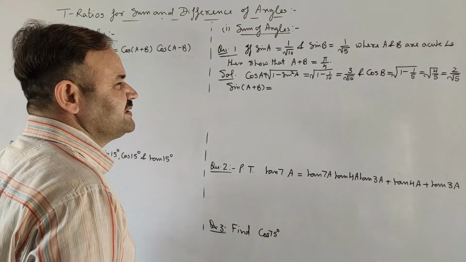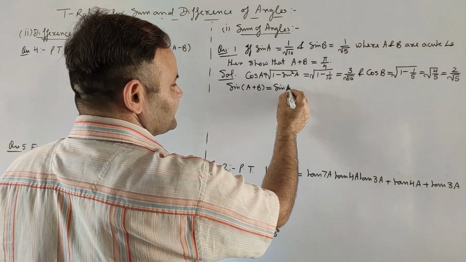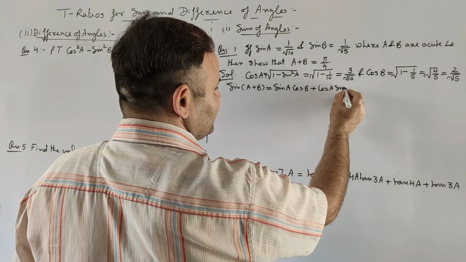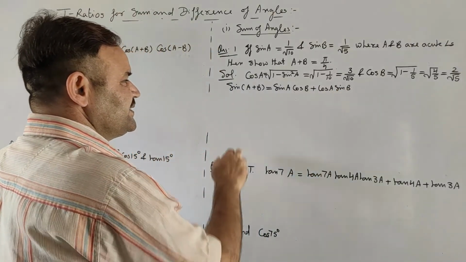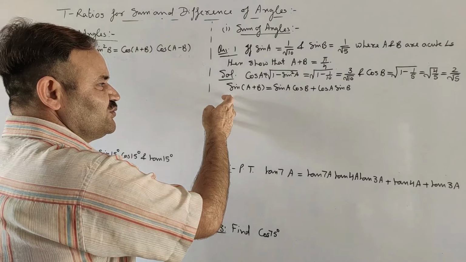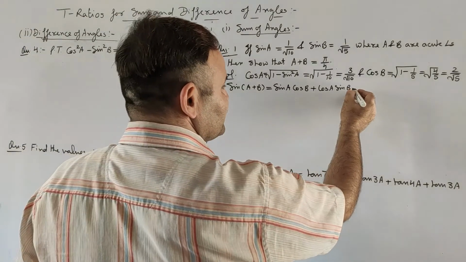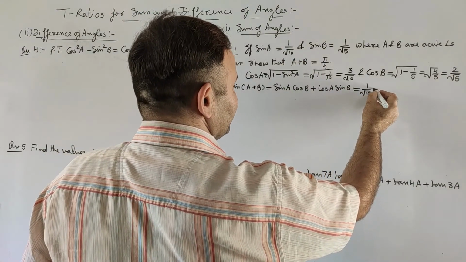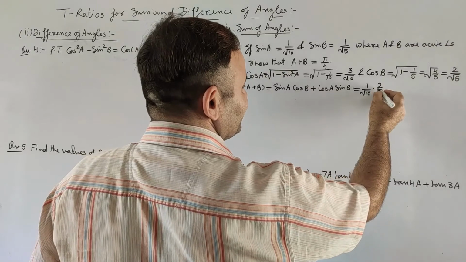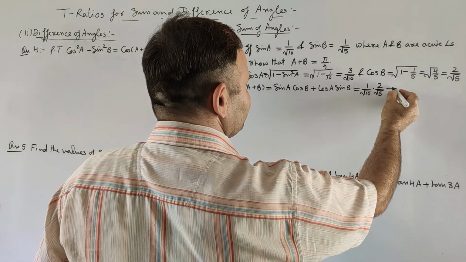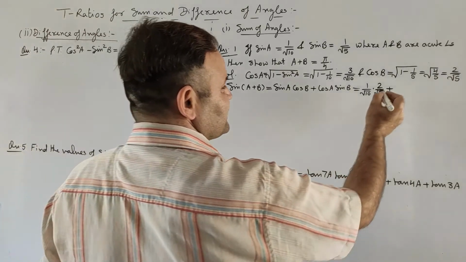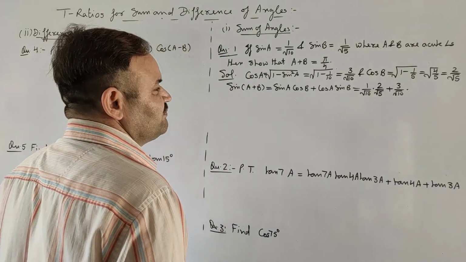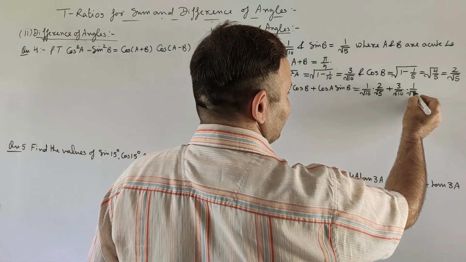Sin A plus B is sin A cos B plus cos A sin B. Instead of sin A plus B, we could have calculated cos A plus B also. So sin A means 1 by root 10 into cos B means 2 by root 5 plus cos A means 3 by root 10 into sin B means 1 by root 5.